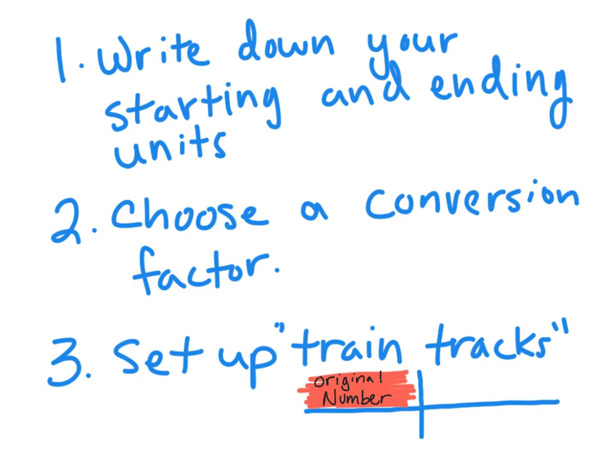Now that might seem a little bit confusing, but hopefully it all makes a little bit more sense once we actually do an example of it. Now for step 4 of our process, what you're going to do is you're going to put your conversion factor in the train tracks so the old units cancel out.